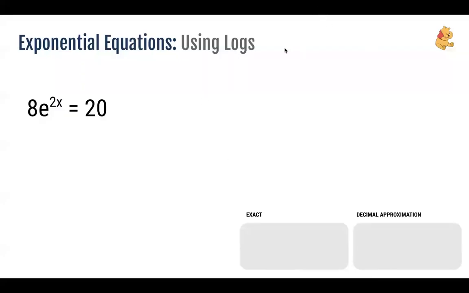Sometimes, even though we have the option to use the natural logarithm and the common logarithm, one of the two is going to be a better option. Let's see with this example. If we have 8 times e raised to the power of 2x is equal to 20, and we want to find the value of x.